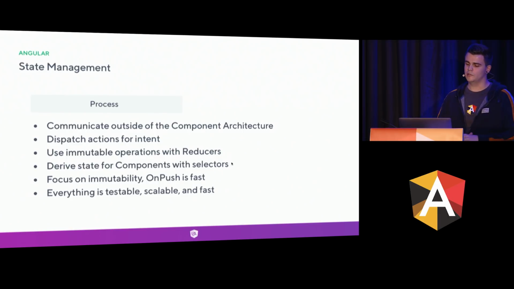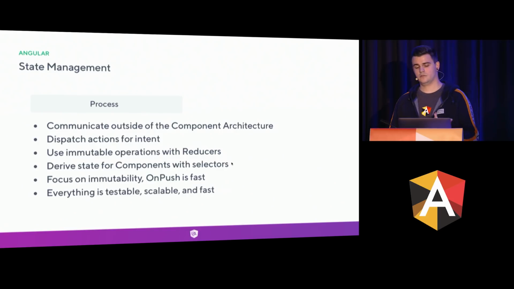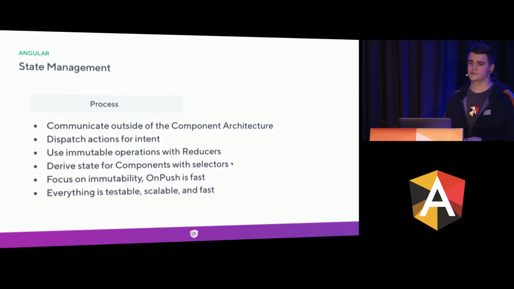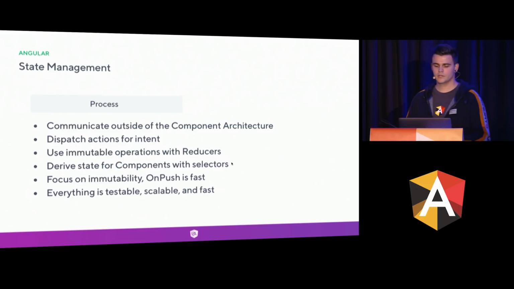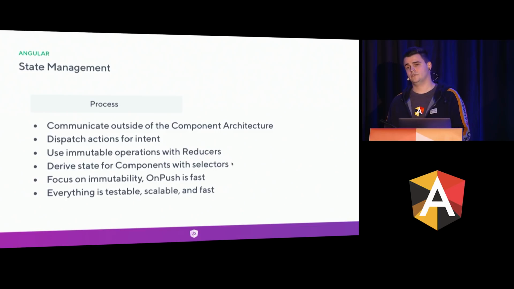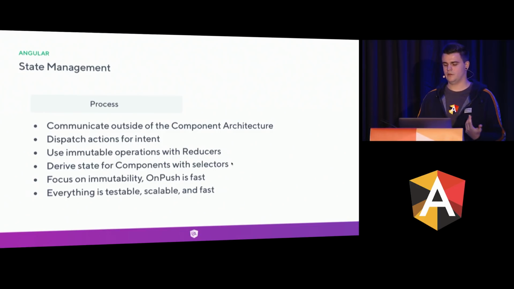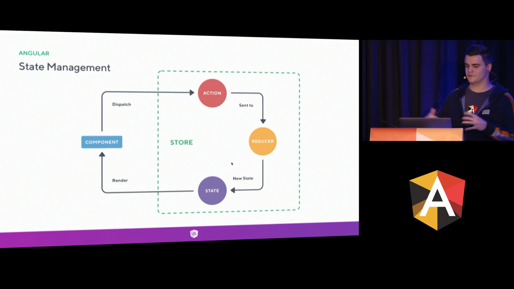We can focus on immutability. That comes pretty much for free with things like reducers. And the other thing is reducers and selectors, they're pure functions. They're so easy to test. They're pretty scalable, they're pretty fast as well. So we can also think about this as like how do we scale a restaurant, for example.